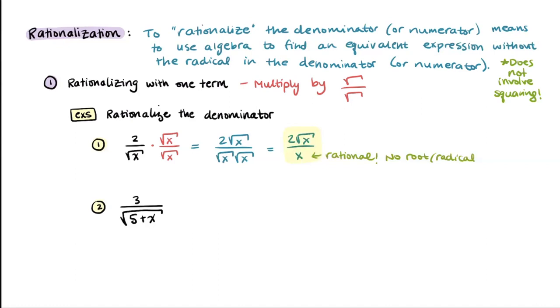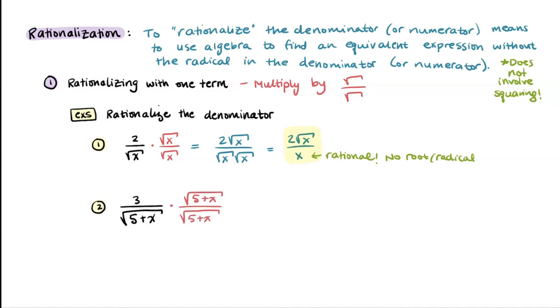Okay, example 2, we've got 3 over the square root of 5 plus x. Why don't you pause this and try this on your own? Okay, what we're going to do is the same thing. We have the square root of 5 plus x in the bottom. So to rationalize the bottom, we're going to multiply by a fancy version of 1. And that's the square root of that same stuff, 5 plus x in the bottom. And then we also have to do it in the top.